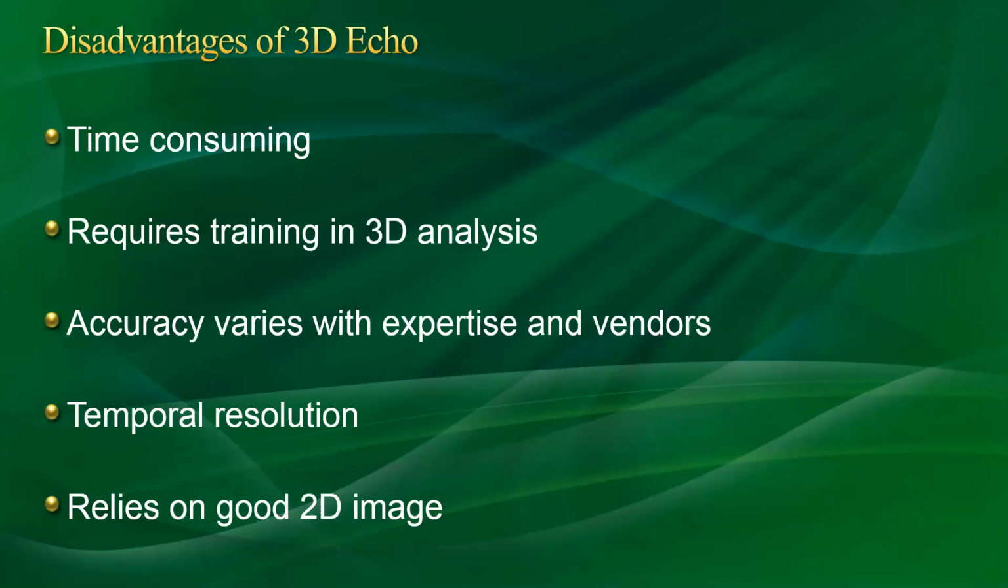So we still have some room to work here. The temporal resolution is the main limitation, especially for stress echo at this point in time. As I said, you need a higher frame rate to pick up that wall motion abnormality post-exercise. I'm hoping in the future we're going to see more advances in temporal resolution. And the most important thing, it relies on a good 2D image. So make sure you have a good 2D image when you're thinking of doing 3D echocardiography.